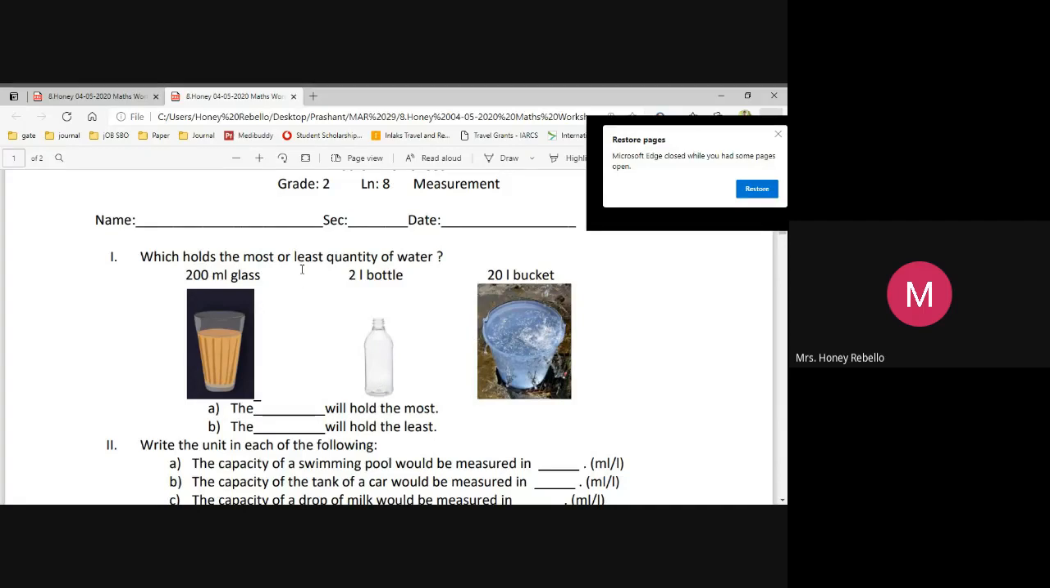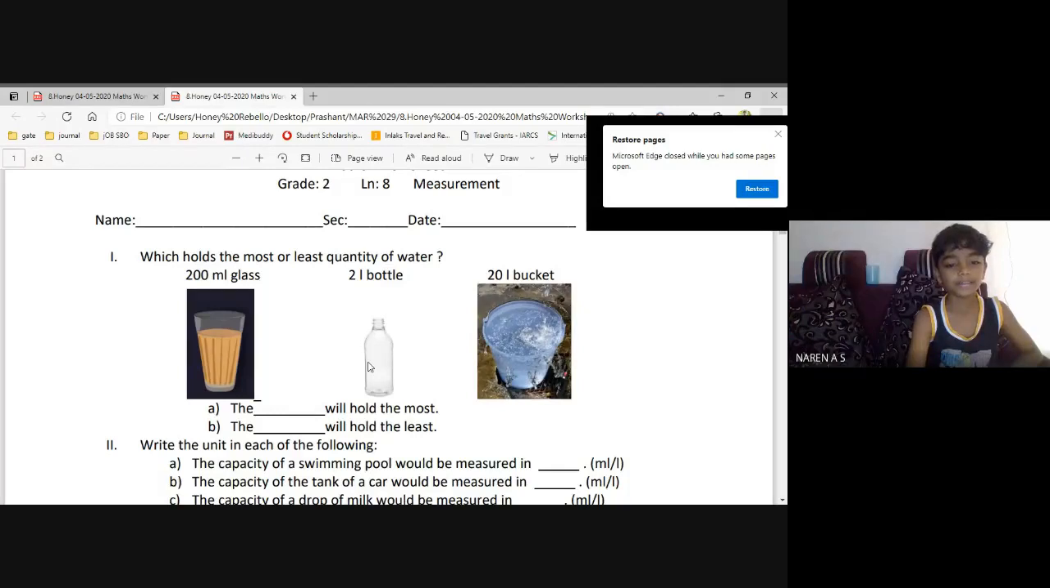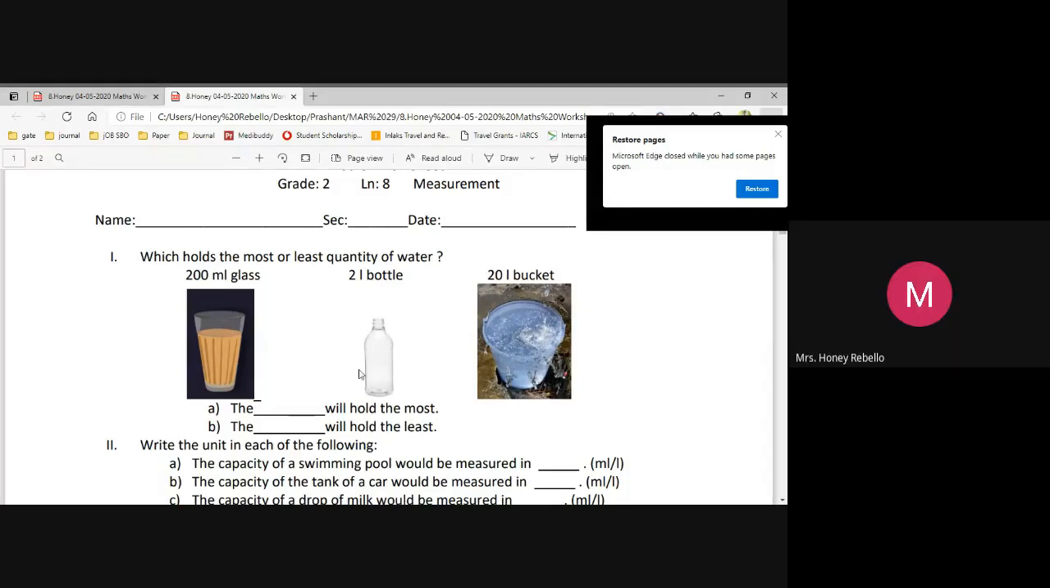Which one holds the least quantity? See here, this is a 2-liter bottle, like Fanta, Miranda, all that. You're seeing it small, but it's a 2-liter bottle. The first one is only a tumbler, a small glass. So which one holds the least quantity of water? Tumbler. Say loud, Naren. Is it the glass, 200 milliliter, or the 2-liter bottle?